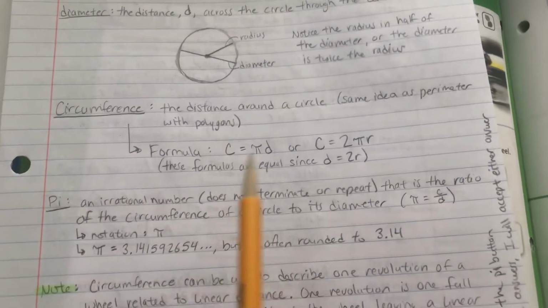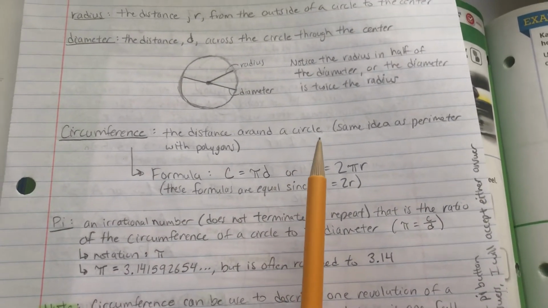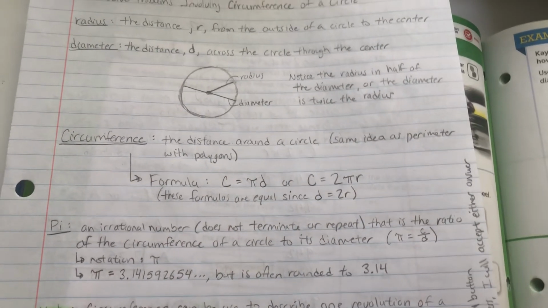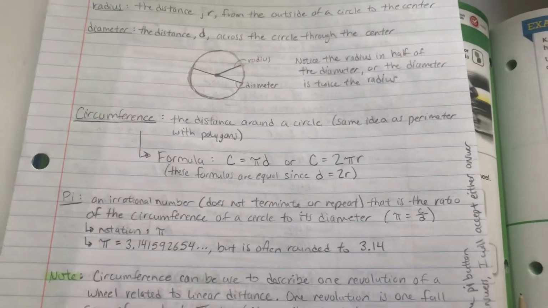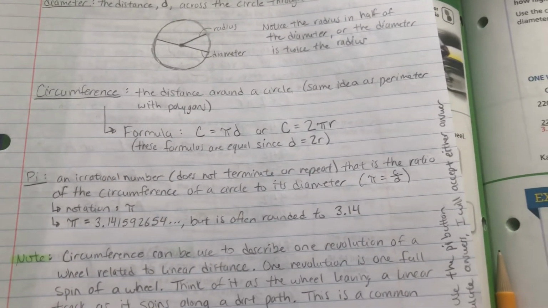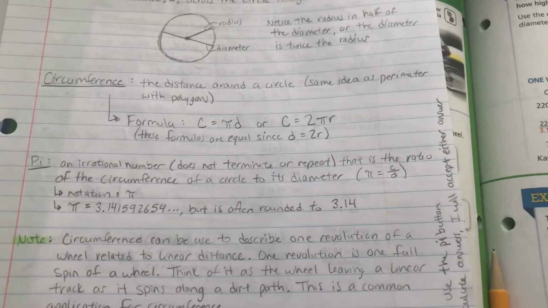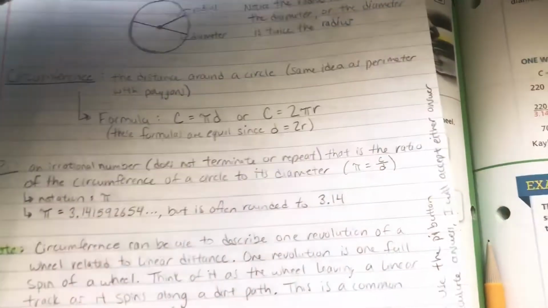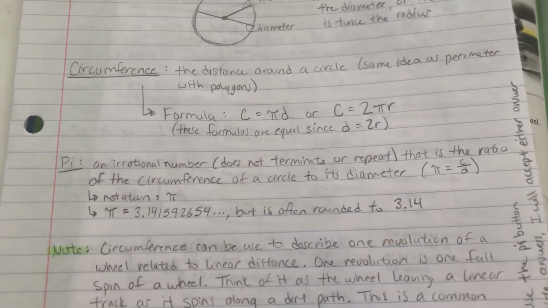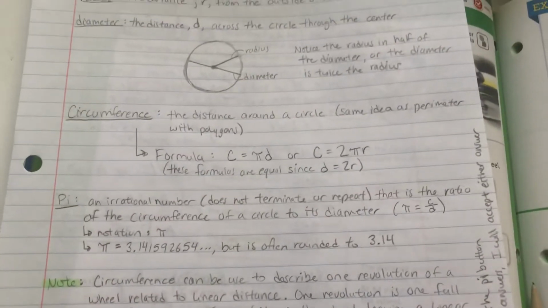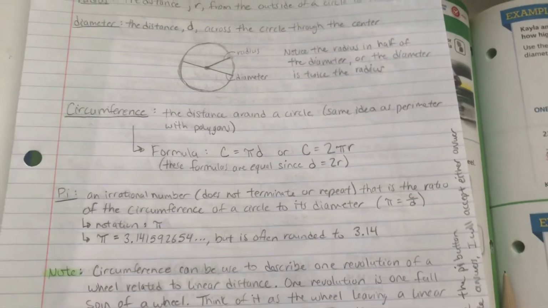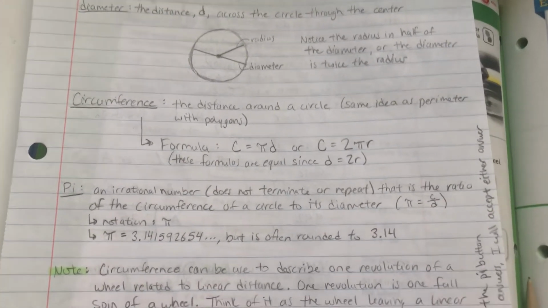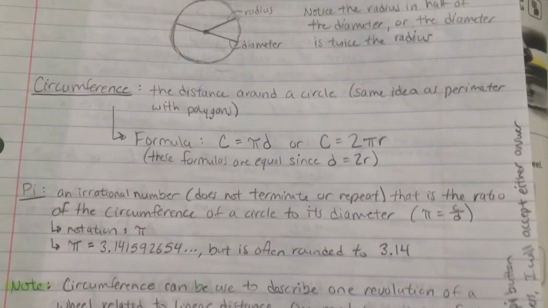So circumference is the distance around a circle. It's the same exact idea as perimeter with a polygon, but just to specify for you, a polygon is any 2-dimensional shape that has straight edges and corners or vertices. Circumference only deals with circles. Circles are not polygons because they're an entirely rounded shape. Any figure that has a rounded shape is not considered a polygon. Okay, so then that mini lesson is over, and back to our formula.